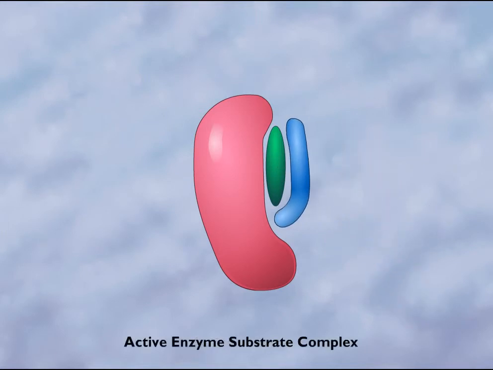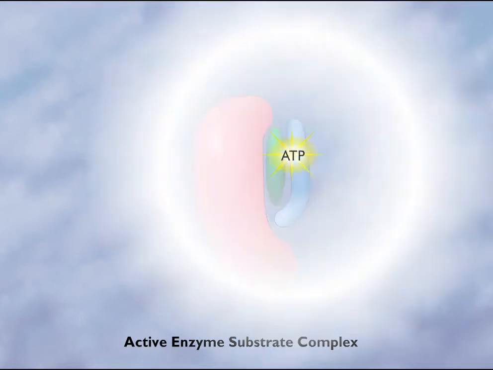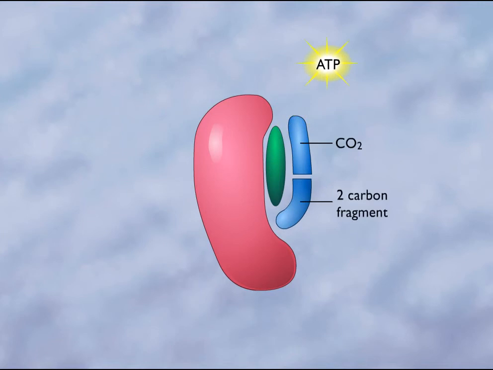Now all three molecules are nested together, and the substrate, pyruvate, combines chemically with the coenzyme, thiamine. The biochemical reaction can take place and energy, as ATP, and CO2 are produced as products of the reaction.